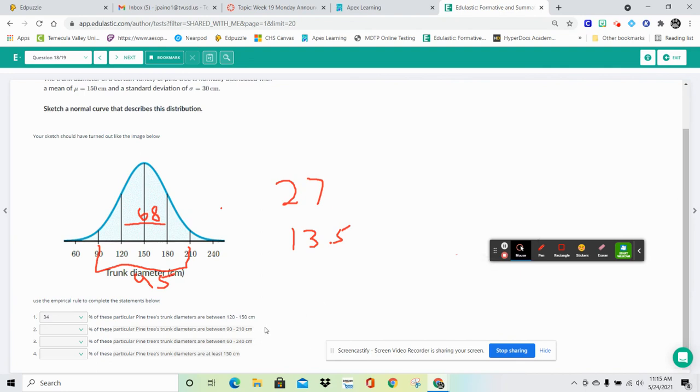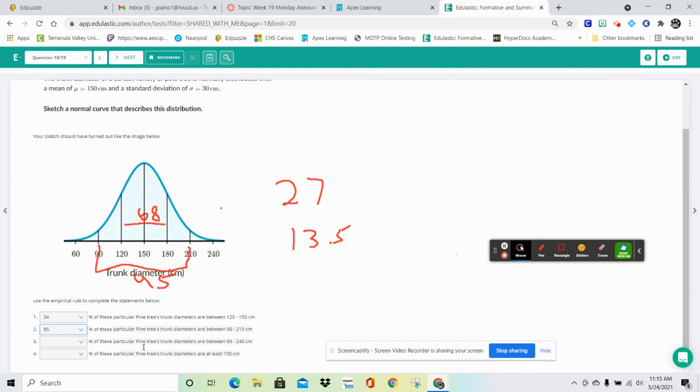Oh, I misread that. It says between 90 and 210. So that's an easy one. I did way too much work. I was doing from 120 to 210. So my bad. That's just going to be 95%. So what I was doing was 120 to 210, and that would have been 81.5%.